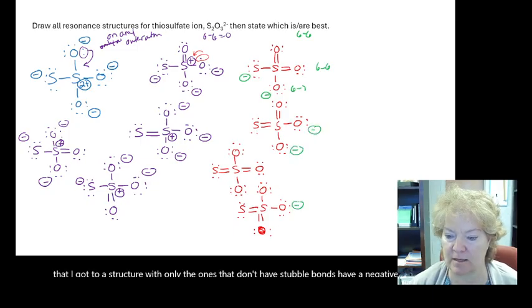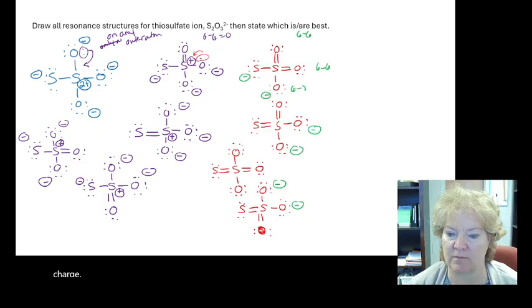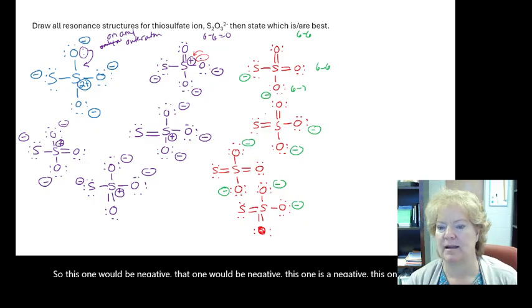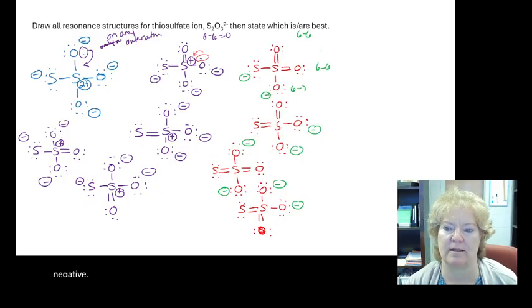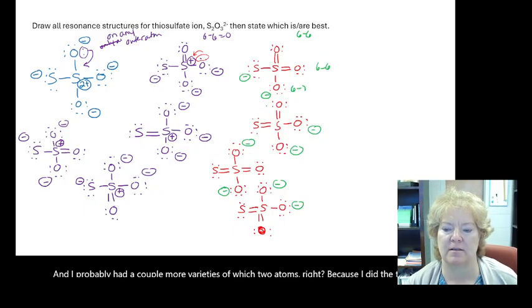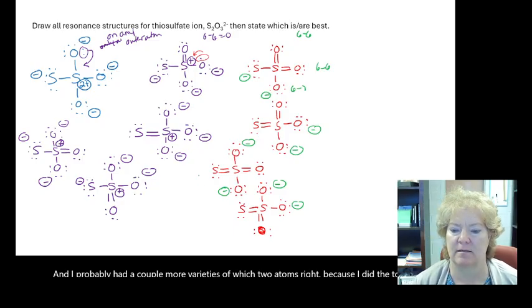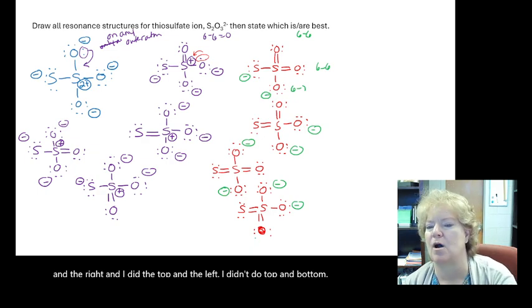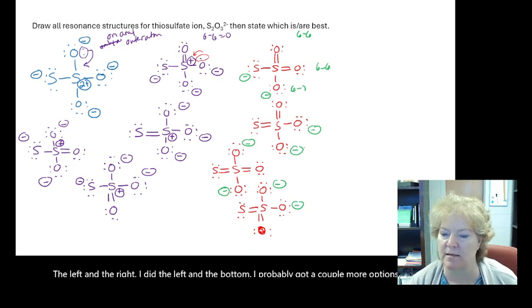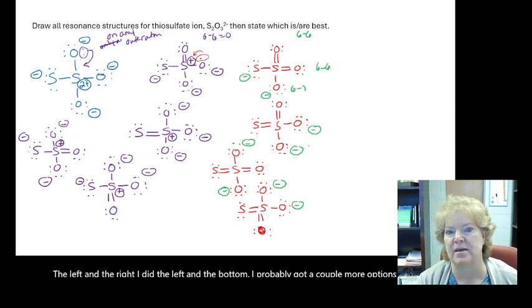So this one would be negative. That one would be a negative. This one's a negative. This one's a negative. And I probably had a couple more varieties of which two atoms, right? Because I did the top and the right, and I did the top and the left. I didn't do top and bottom. I did the left and the right. I did the left and the bottom. I probably got a couple more options of where I could put the two double bonds, but they're all going to end up like this.